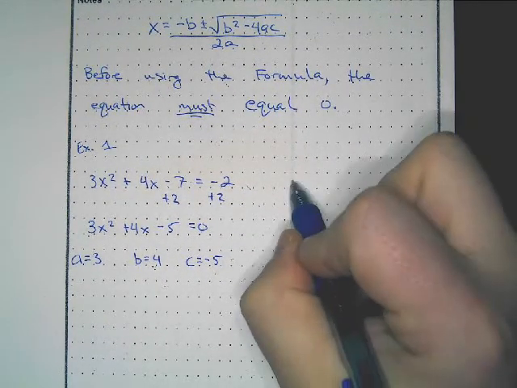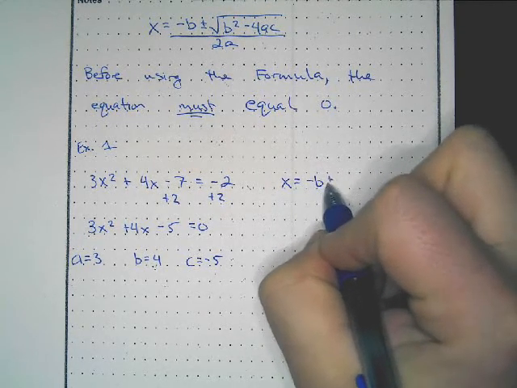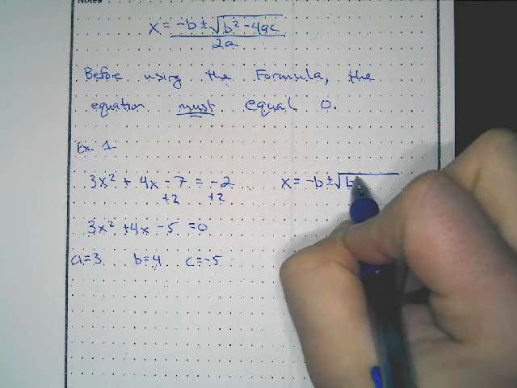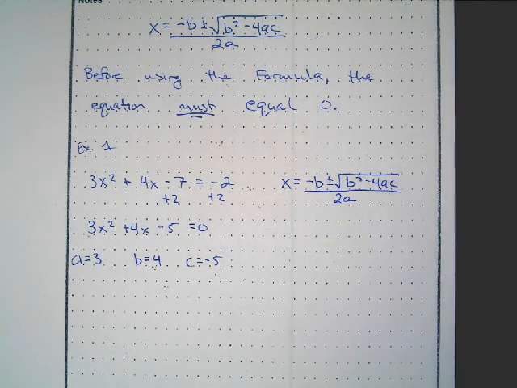Let's sing. 1 and a 2 and a 3 and a 4. X equals negative b plus or minus square root b squared minus 4ac all over 2a.